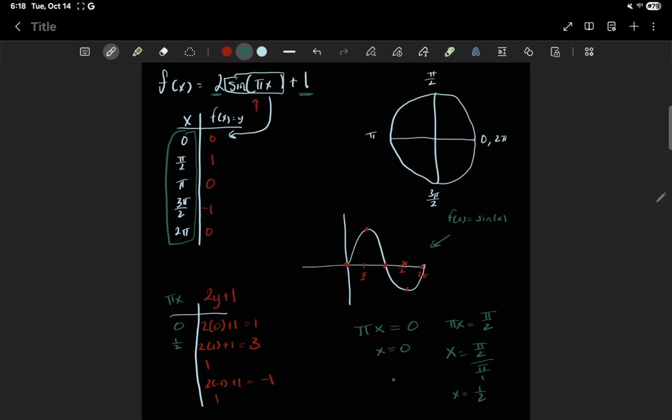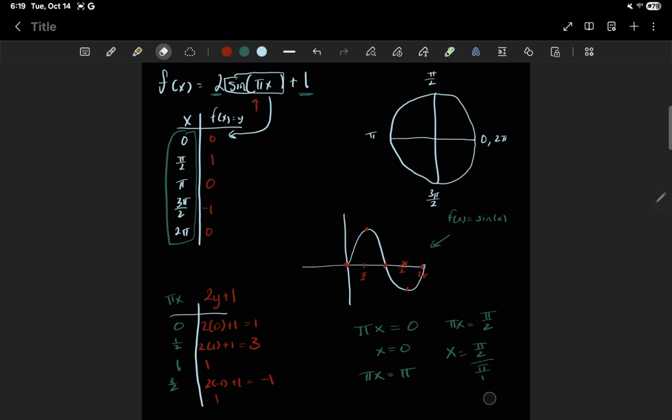If you were to do that again, we set pi x now equal to our third x value. Pi x is equal to pi. Divide both sides by pi. That tells you x is equal to 1. So there's our new x value. And then the next one is 3 pi over 2. You divide by pi. The pi's are going to cancel. You just get 3 over 2.